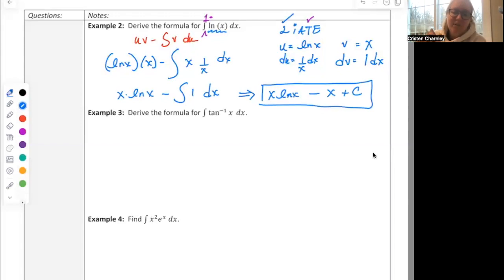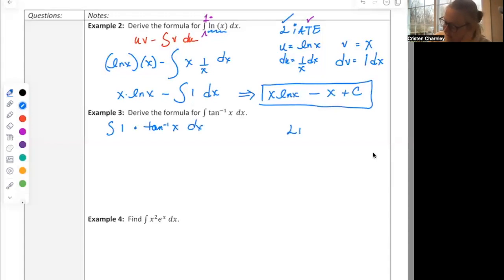And when I look ahead to example 3, that's exactly what we're going to need to do here as well, because I only see inverse tangent. I don't want the derivative of inverse tangent. You can't tell me it's 1 over 1 plus x squared. But we are going to put a 1 in front of it and try to come up with that antiderivative. So 1 times inverse tangent of x dx.